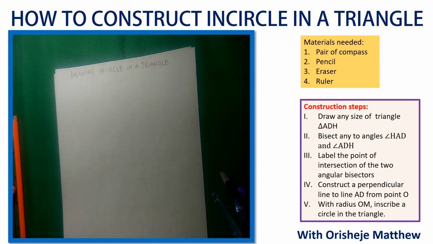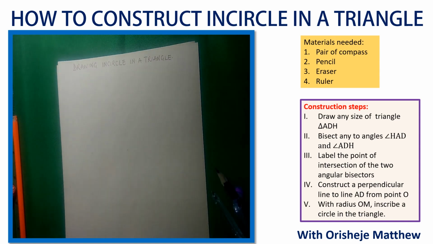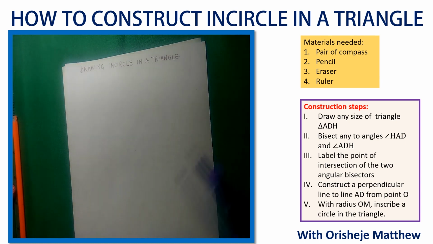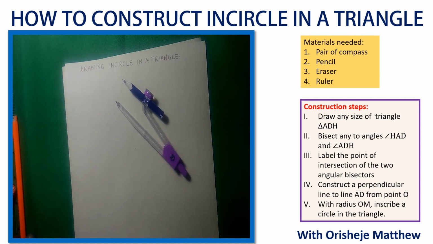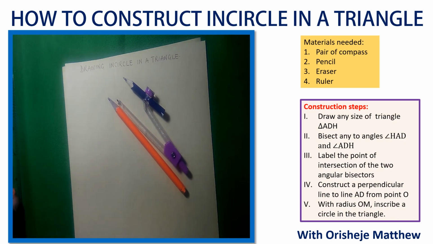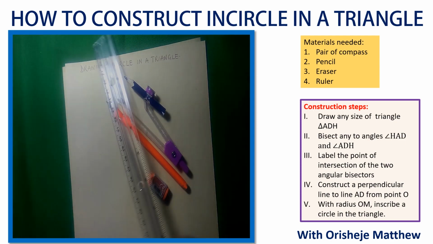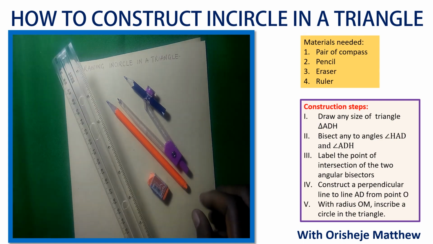Today we are going to look at how to draw an incircle, drawing an incircle in a triangle. The materials we need are a compass, a pencil, an eraser, and a ruler. So these are the four materials we need.